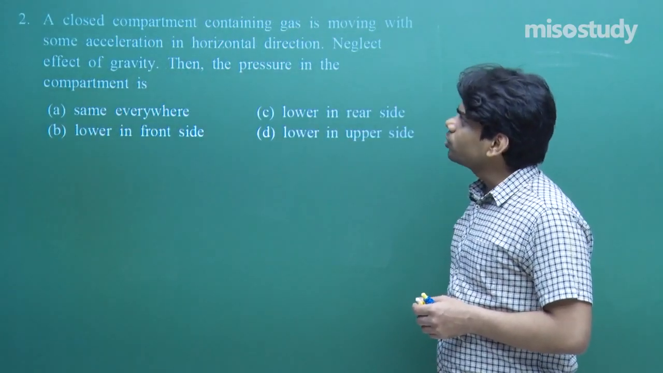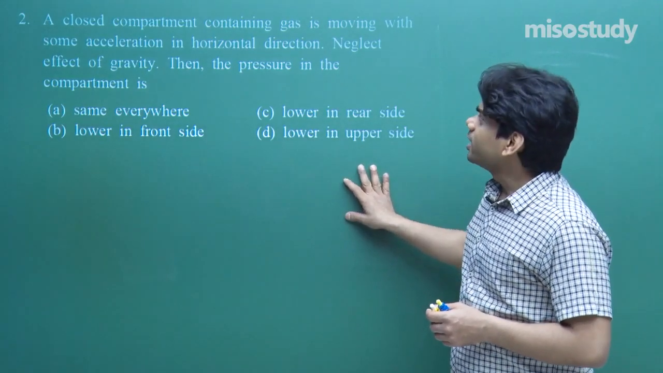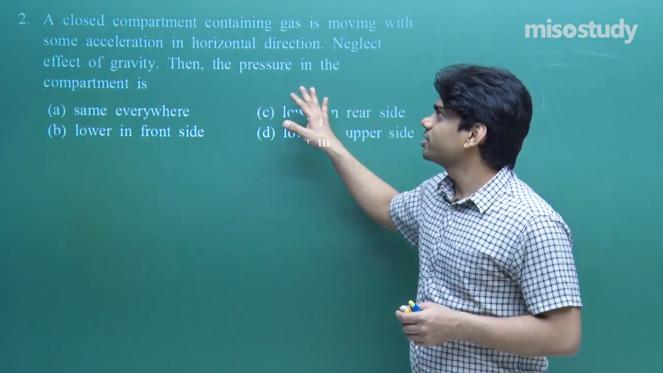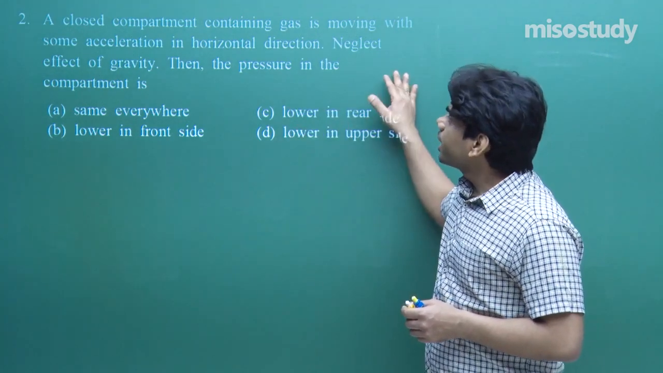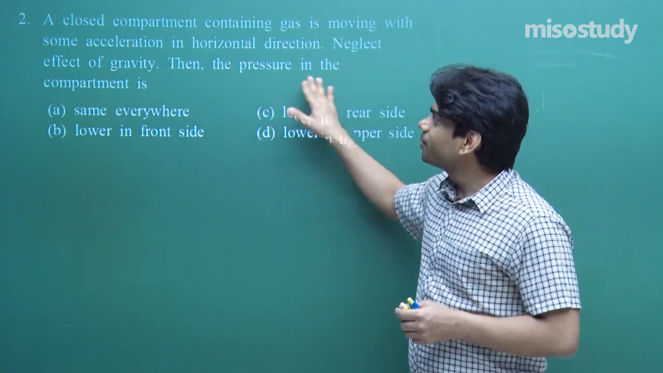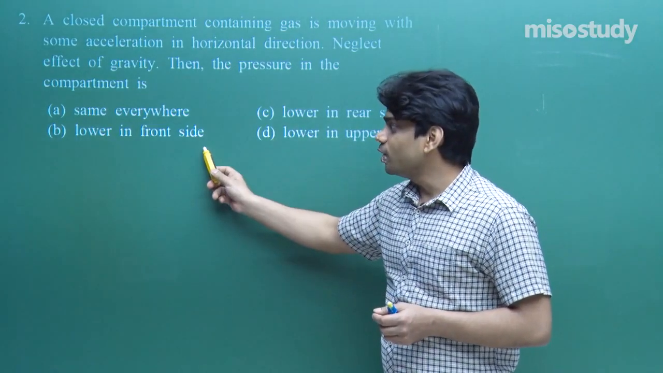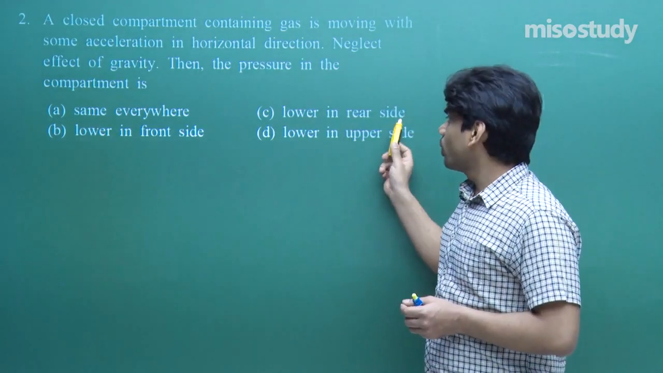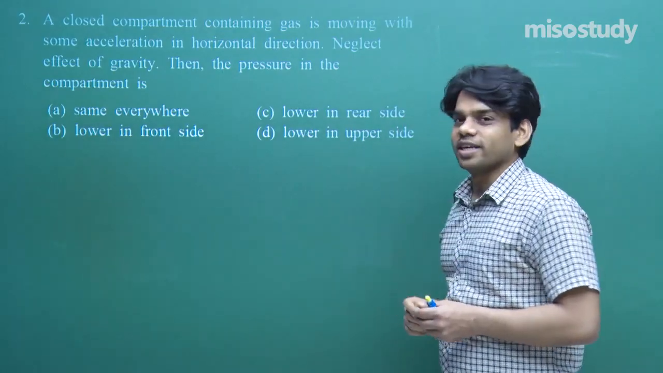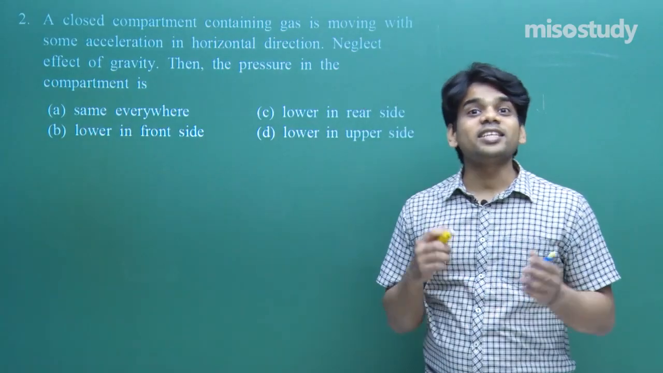Second, a closed compartment containing gas is moving with some acceleration in horizontal direction. Neglect effect of gravity, then the pressure in the compartment is A, same everywhere, B, lower in front side, C, lower in rear side, and D, lower in upper side. Let's go ahead and check the scenario, what is happening.